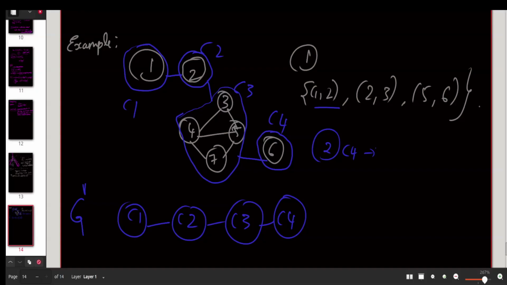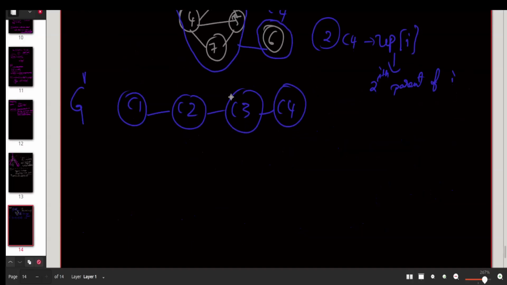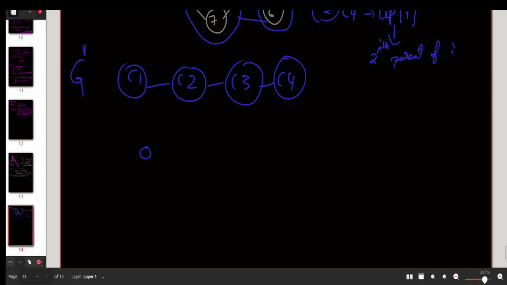Yeah, for C4, let's define an array UP of i, such that UP of i represents the 2 power ith parent. So let me draw it here. For C4, the first element will be the first parent. This is 2 power 1, which is the second parent. This is the fourth parent. This is the eighth parent. Because we only have 4 nodes, we can ignore the rest.